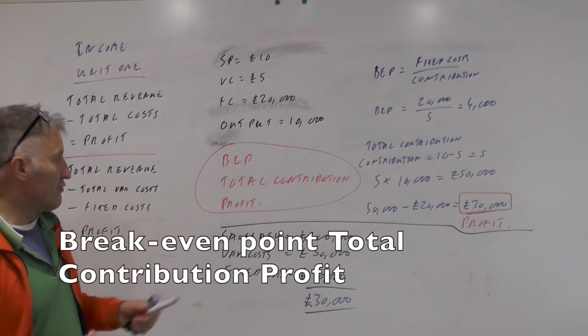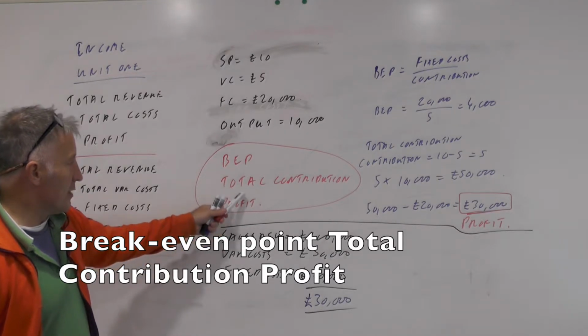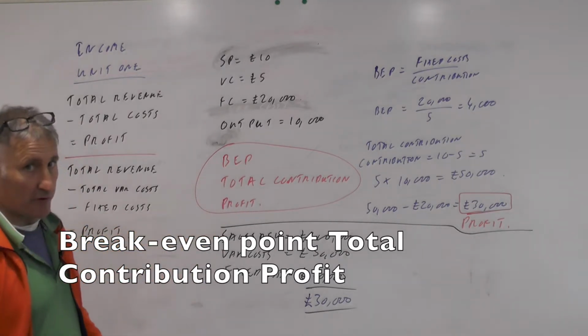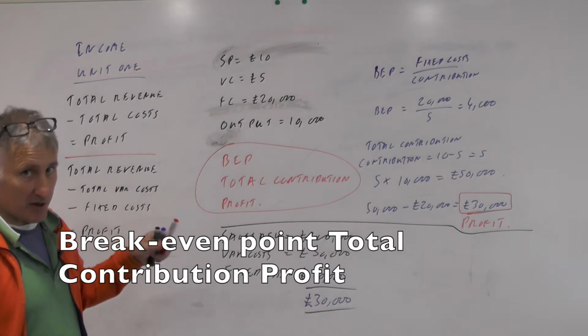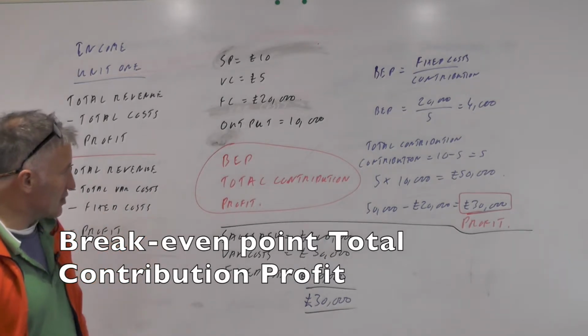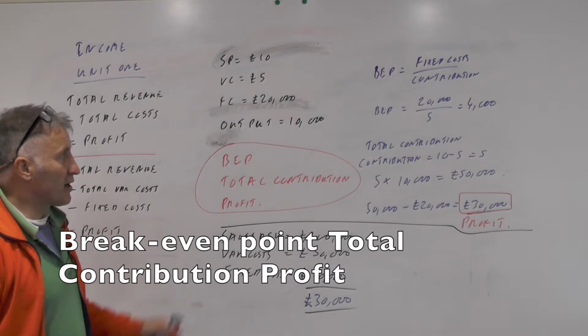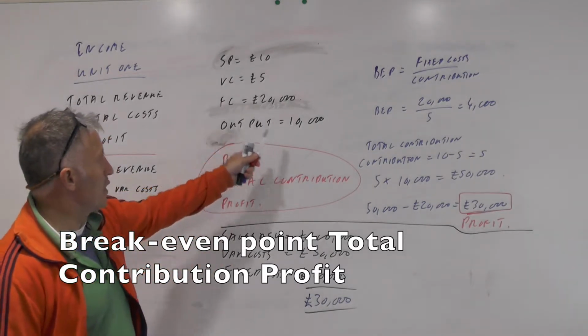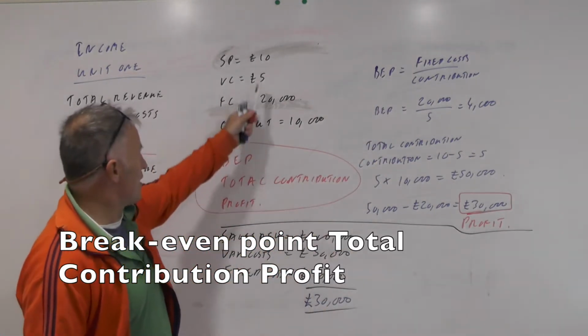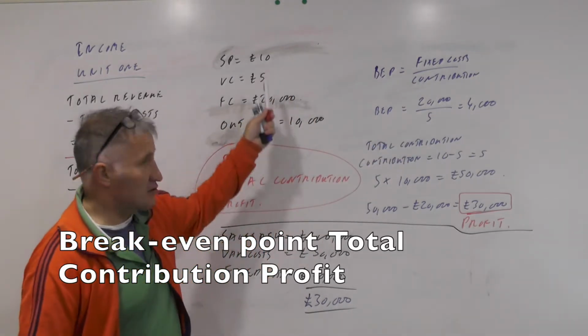Okay. Now, the reason why I'm just going to show you 2 different ways in which we can work out profit here. They both mean the same thing and they both come up with the same answer. I'm just going to show you that in a second or two. Okay, so we work out the break-even point. We go 20,000 quid, 20,000 up there, divided by 5, because it's 10 minus 5, that's the contribution.